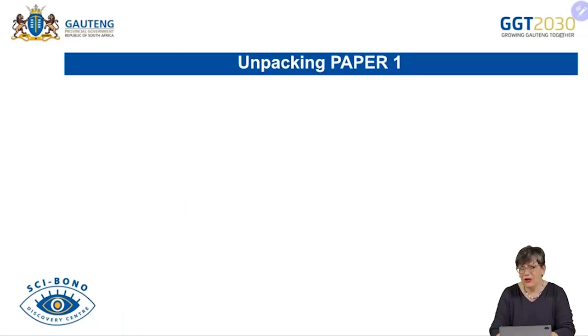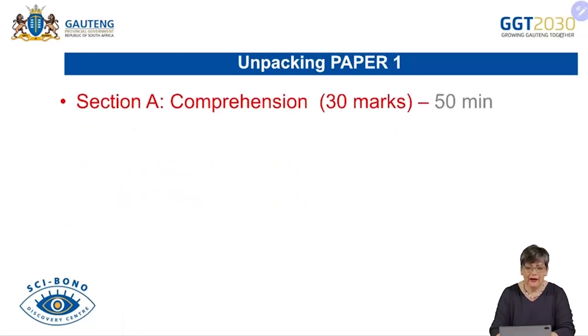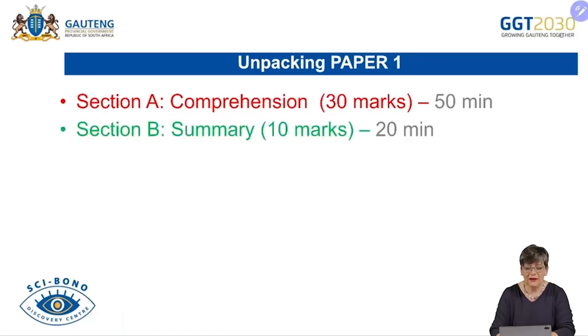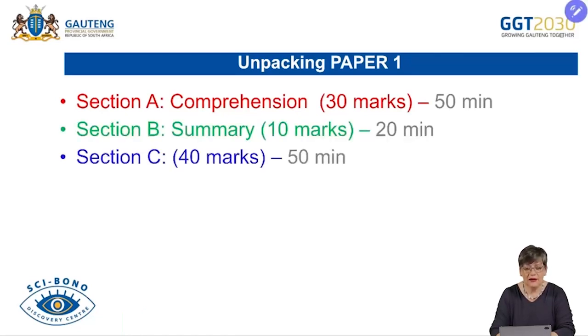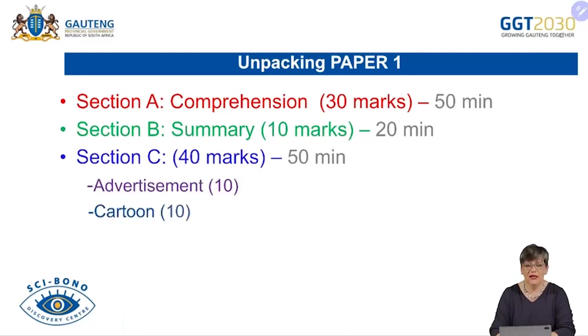Now, what does your paper look like? There's going to be a section A, comprehension, for 30 marks, a section B, summary, of 10 marks, and then you have section C for 40 marks. Now, section C is divided into 3 parts. We have an advertisement, 10 marks. You have a cartoon for 10 marks. And you've got some language editing for 20 marks.